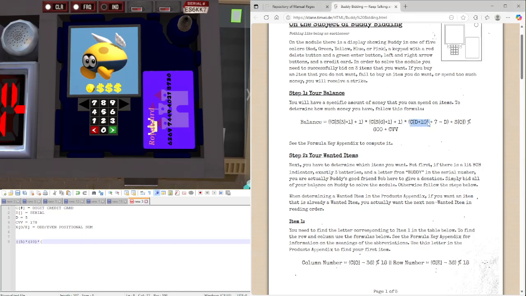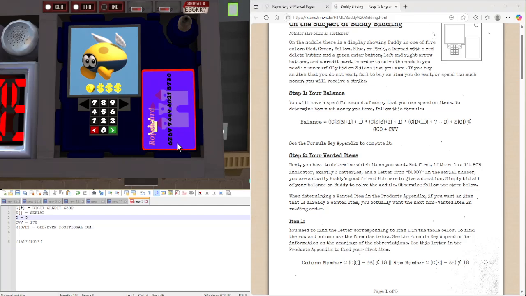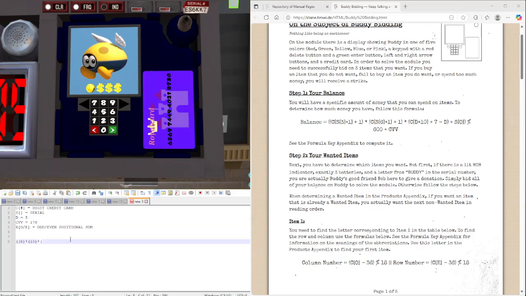And then the position of D plus 10. D is 5 plus 10 is 15. So 2 plus 7 is 9, minus D, which is 5, so 4. And then we take this and add the sum of the odd characters in the serial number. So that'll be 5 plus 9 plus 5 plus 9 plus 6 plus 11 plus 9.